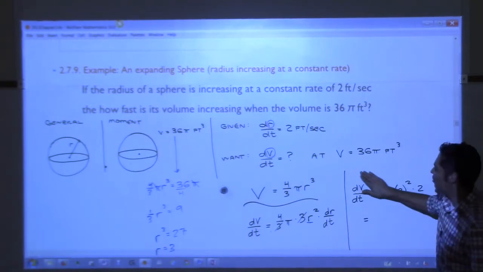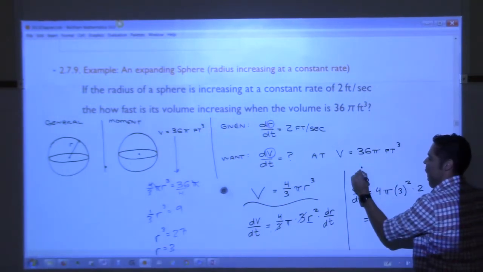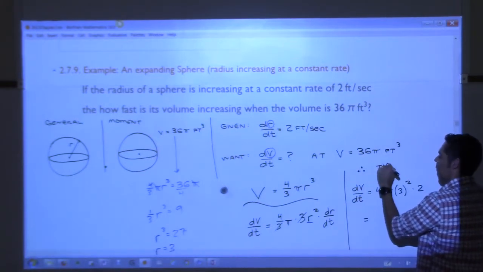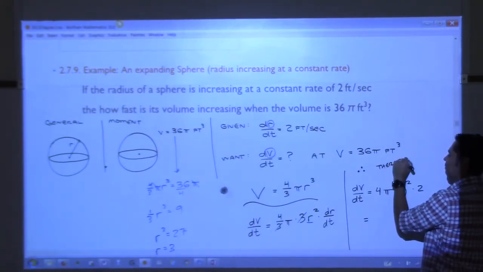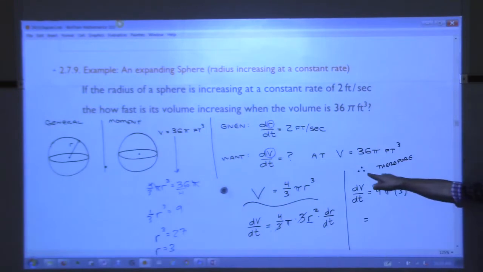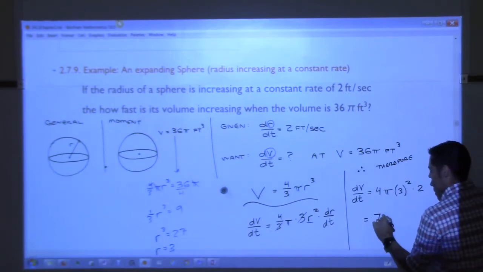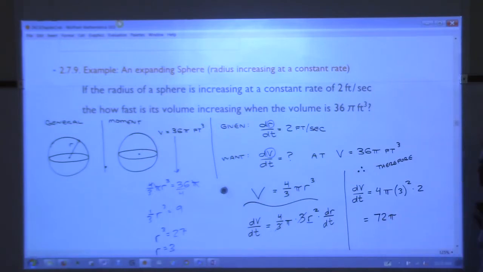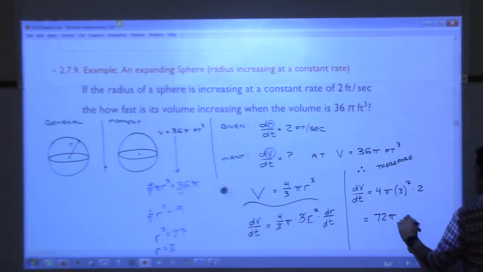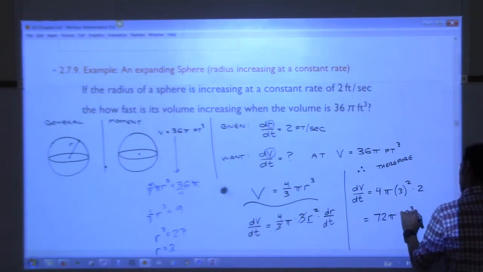All right, you want something more mathematical? We'll do the three dots, which means therefore. So therefore, we have, I don't know, what is this? 72 pi. What are my units? Volume over time. Volume is measured in cubic units. And my units were feet, so cubic feet per second.